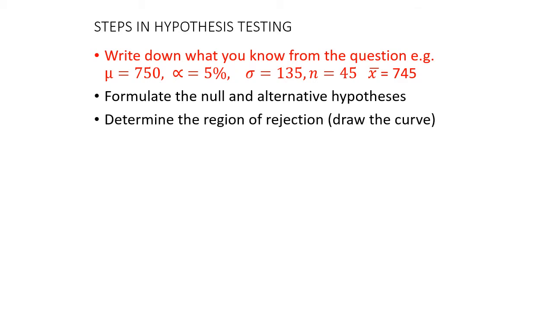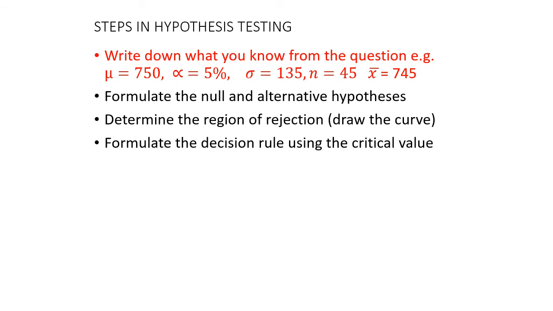Secondly, you need to determine the region of rejection. I urge you to draw the curve. Do not proceed without drawing the normal distribution curve. Step number 3, you formulate the decision rule using the critical value. So remember, from our normal distribution probability, you had to look for critical values in the normal Z table. Then after that, you do the calculation of the sample test statistic.